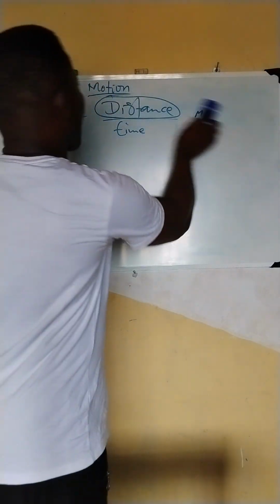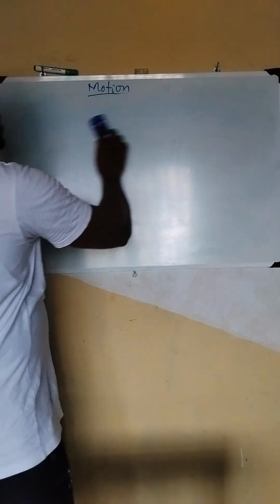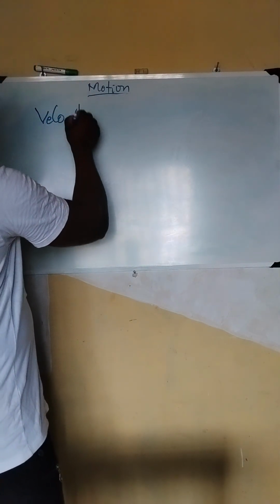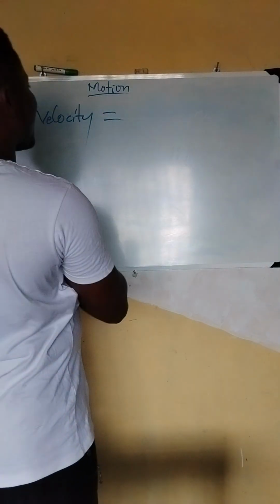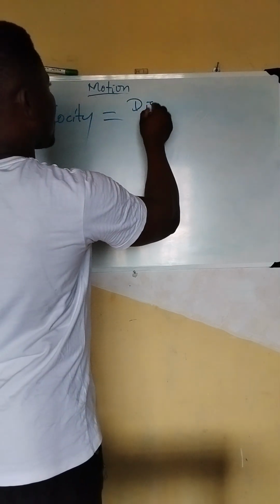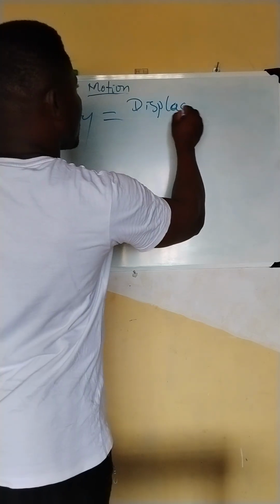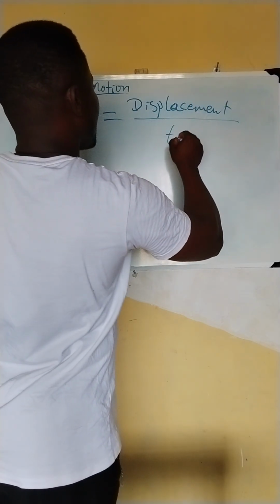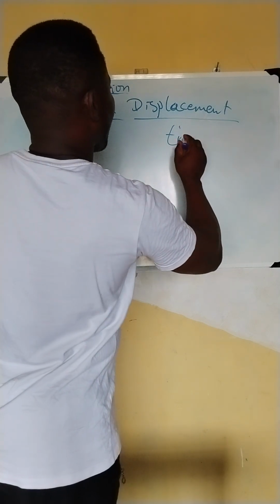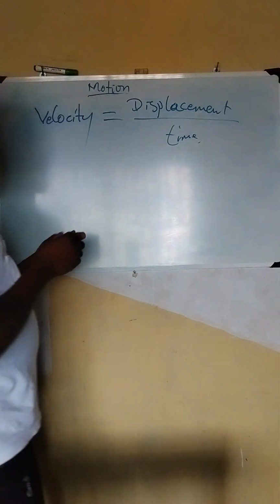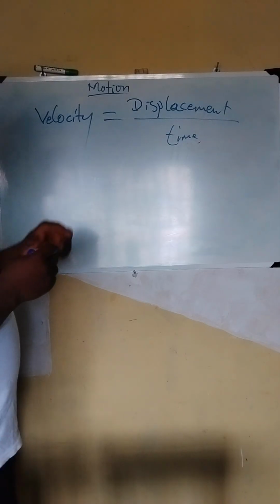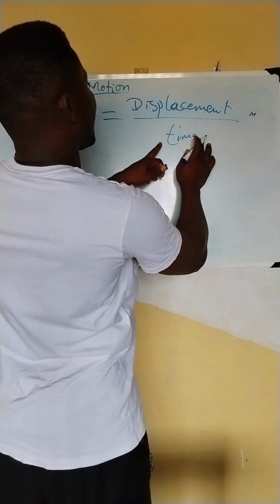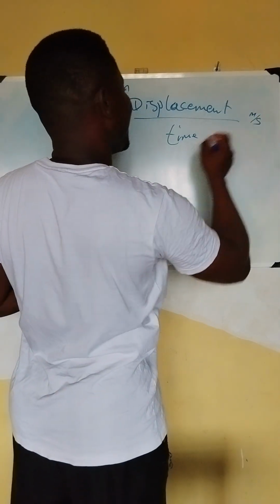But when you talk of velocity, velocity is simply equal to what? Displacement all over time. So here it means that the unit of displacement, I told you displacement is measured in what? In meters, and time is measured in seconds. So the unit is what?